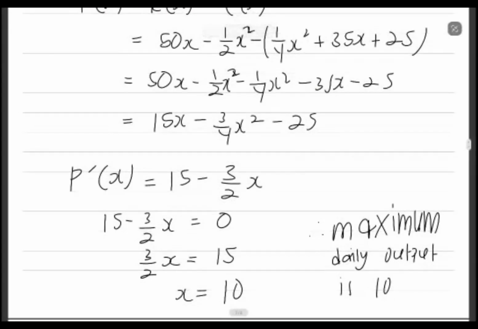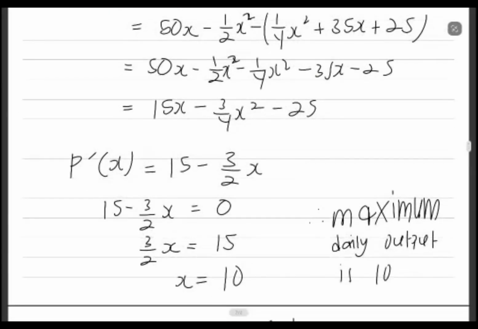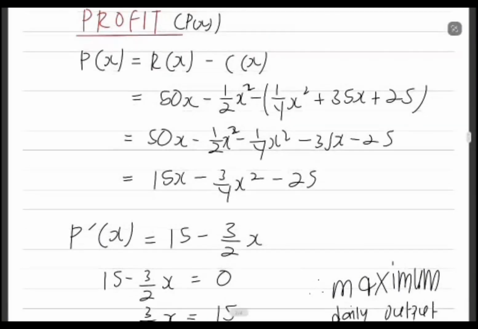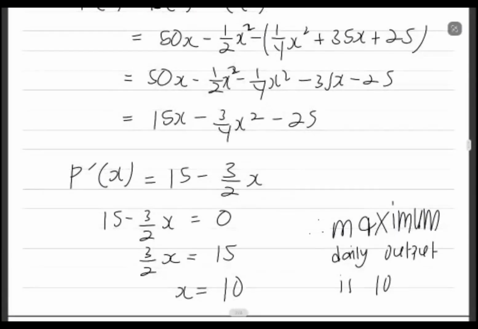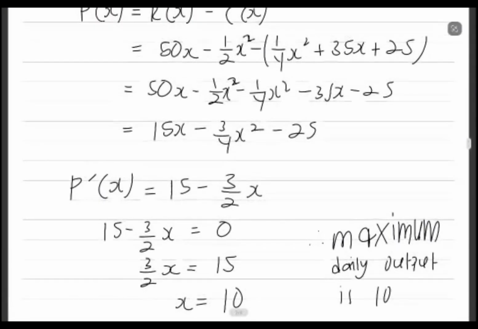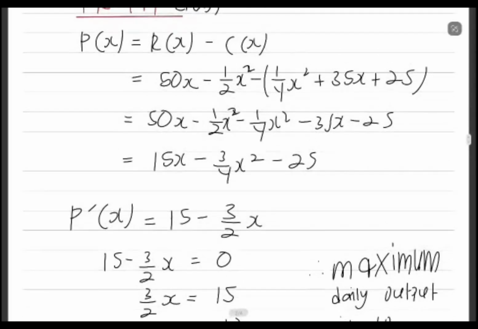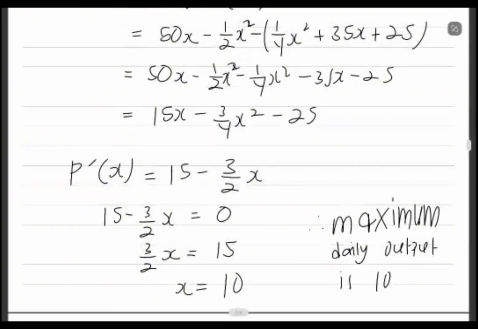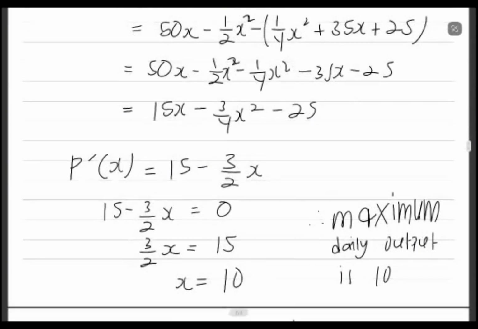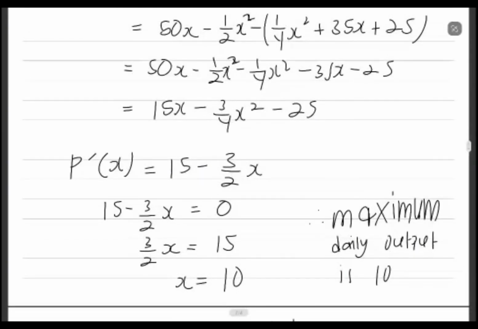So in order to know the maximum daily output, we must firstly find the first derivative. So we just differentiate the profit and we get 15 minus 3 over 2 x. Since the first derivative is equal to 0, we conclude that 15 minus 3 over 2 x is equal to 0. And after that, we just solve to get x.